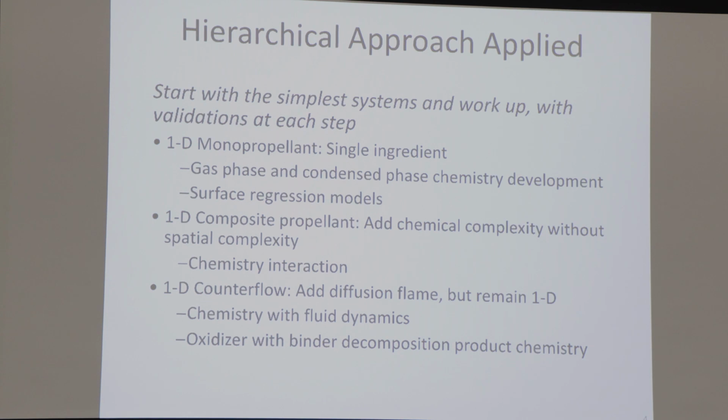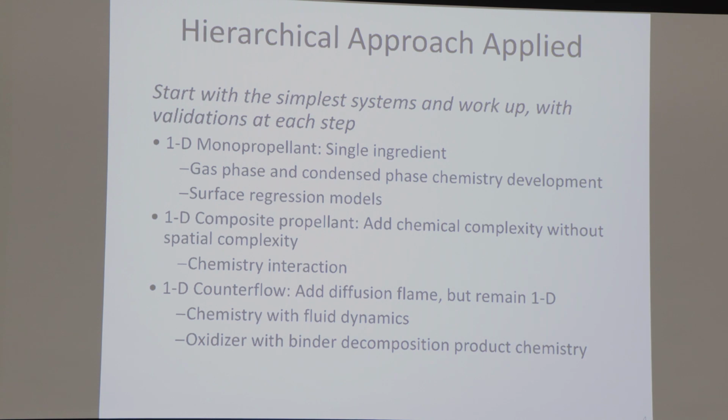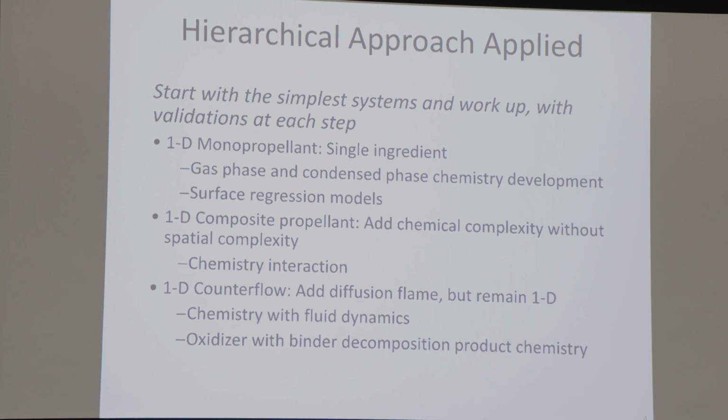So again, I want to mention a little bit of what's been done modeling there and show you that hierarchical structure. Again, the same thing happens here with composite propellants. The idea is basically to start with a simple geometrical system, simple chemical system, and kind of work to more complex systems. So here, first understand one-dimensional monopropellant. So this would be the AP by itself, as a single ingredient. Model the gas and condensed phase chemistry, and basically compare it against surface regression rates in those models.